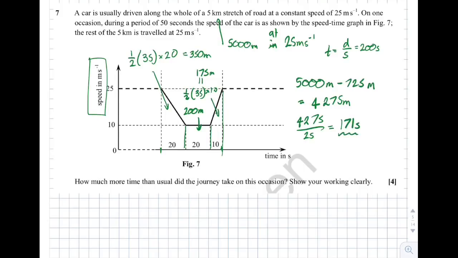So the part of the journey which is going normally, we're doing in 171 seconds, but we were slowed down for those 50 seconds. So in total, that's 221 seconds. So our answer is going to be the difference between 200 seconds and 221 seconds. So just the 21 seconds.